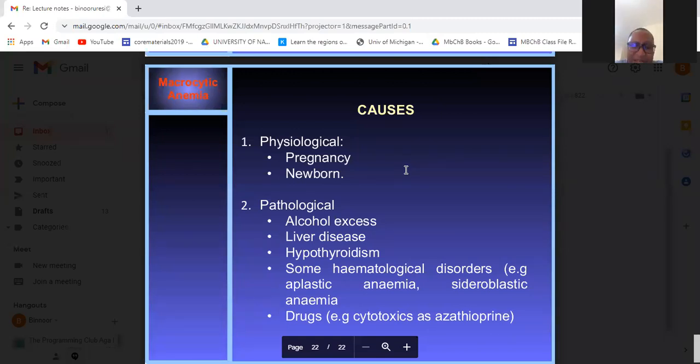And then some drugs like cytotoxics, for example azathioprine. So these are the conditions that can cause macrocytosis: pregnancy, newborn, children. Those are physiological. Pathological: alcohol, liver disease, hypothyroidism, aplastic anemia, and some drugs. So the next slide.